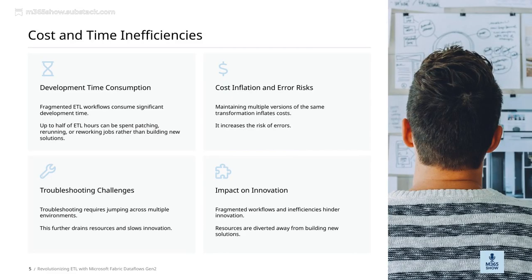Troubleshooting is another big hurdle. Often, we have to jump across multiple environments to identify and resolve issues, which just drains more resources and slows down progress. Maintaining different versions of the same transformation not only inflates costs, but also raises the risk of errors creeping in. This cost inflation and error risk can be a real headache. Plus, a significant chunk of development time, sometimes up to half, is spent on patching, rerunning, or reworking jobs instead of creating new, innovative solutions. All these issues highlight the need for a more streamlined, efficient approach, something that Microsoft Fabric Dataflows Gen 2 aims to deliver.